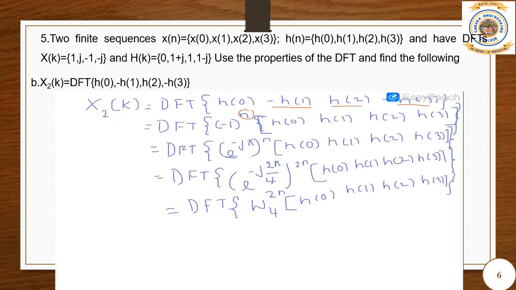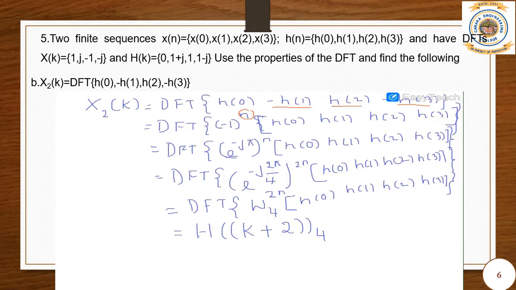Let us try to apply the circular frequency shift. According to circular frequency shift, this is equal to, sorry, it is not x, it is h of k plus L, because when it is minus here you get minus, but here it is plus, so it is plus 2, modulo 4.